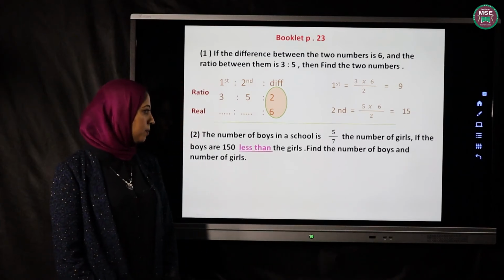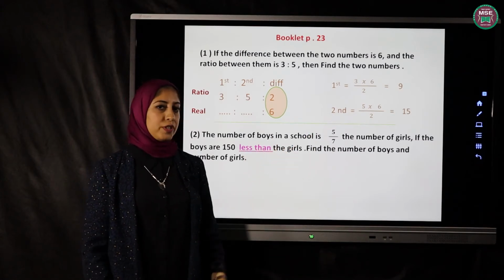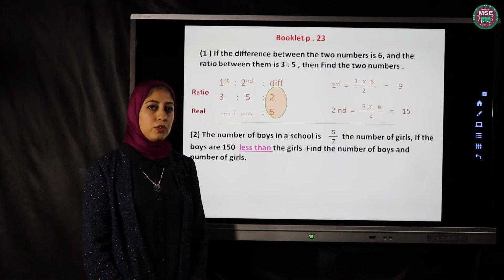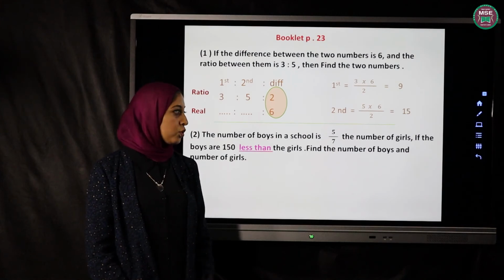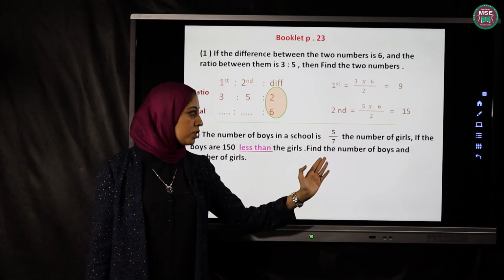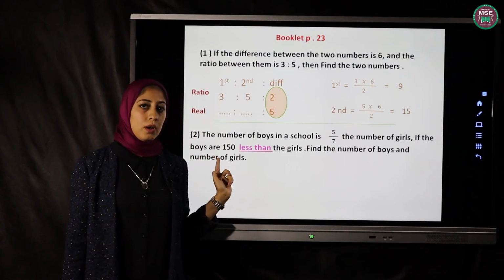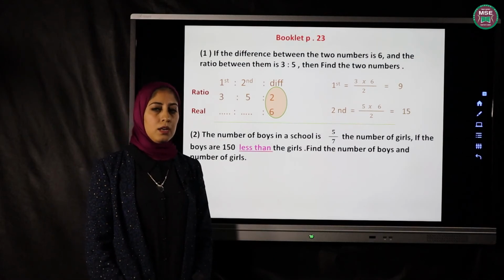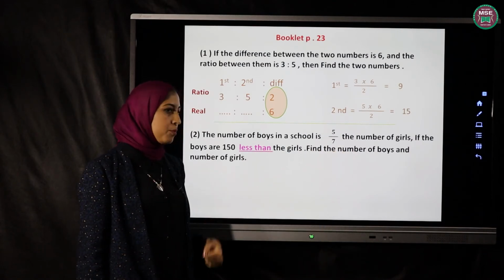Let's see another example. The ratio of the number of boys in a school is 5 over 7 to the number of girls. I told you before that the ratio, we can write it in the form of a fraction. That means 5 over 7 in a ratio form is 5 to 7. That means that the ratio between the number of boys and the number of girls is 5 to 7. Let's read. If the boys are 150 less than the girls, look carefully at the word less than. Less than means I have to find the difference between them. Find the number of boys and the number of girls.